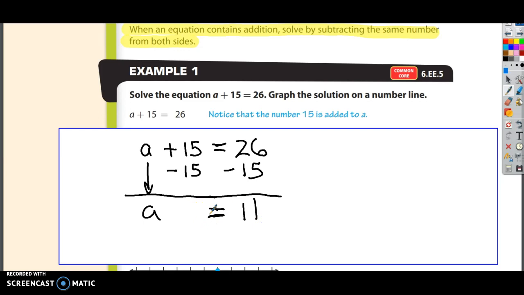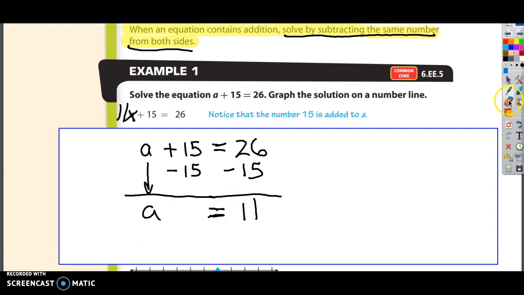That should make sense, because if I go up here and take a out and put in 11, what's 11 plus 15? 11 plus 15 is 26. So what are we doing? When an equation contains addition, see this equation right here? Solve by subtracting the same number from both sides. 15 minus 15 is nothing. 26 minus 15 is 11. So a is equal to 11.